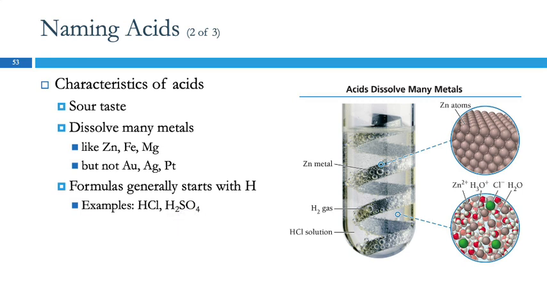So we learned that if the first element is a metal, it's what kind of a compound? Ionic. If there are two nonmetals, it's molecular. We can use the prefixes, yay. If it starts with H, I know hydrogen is a nonmetal, but if it starts with H, it's an acid.